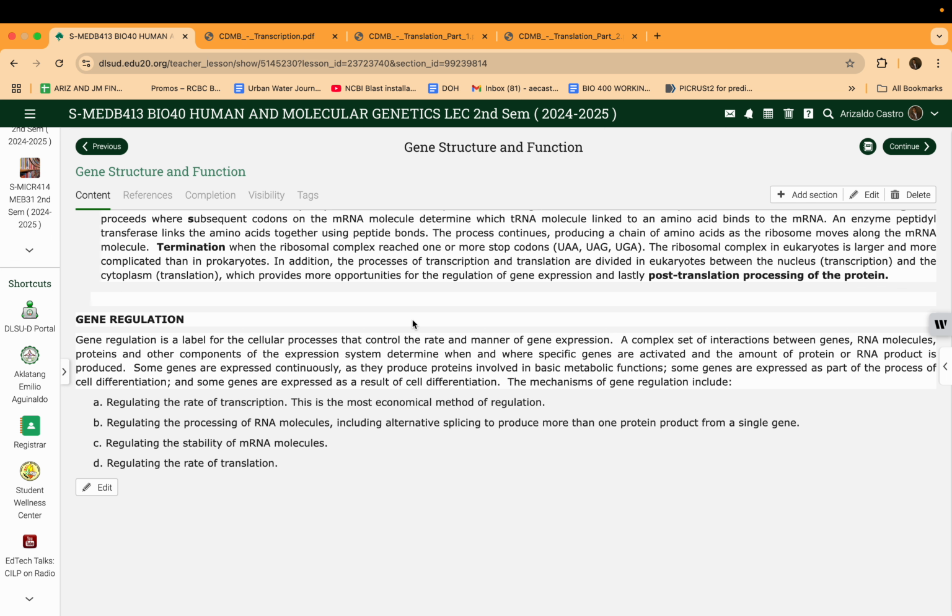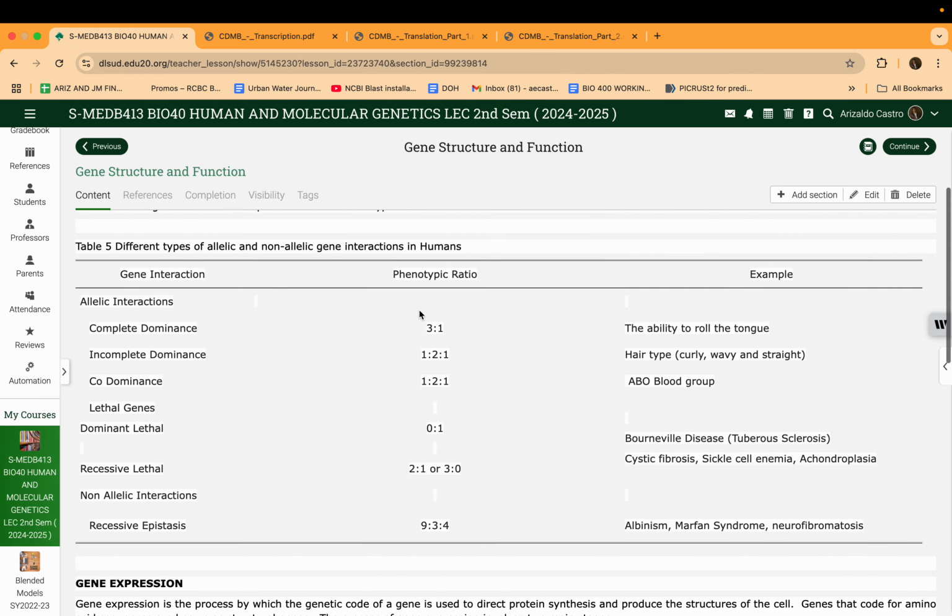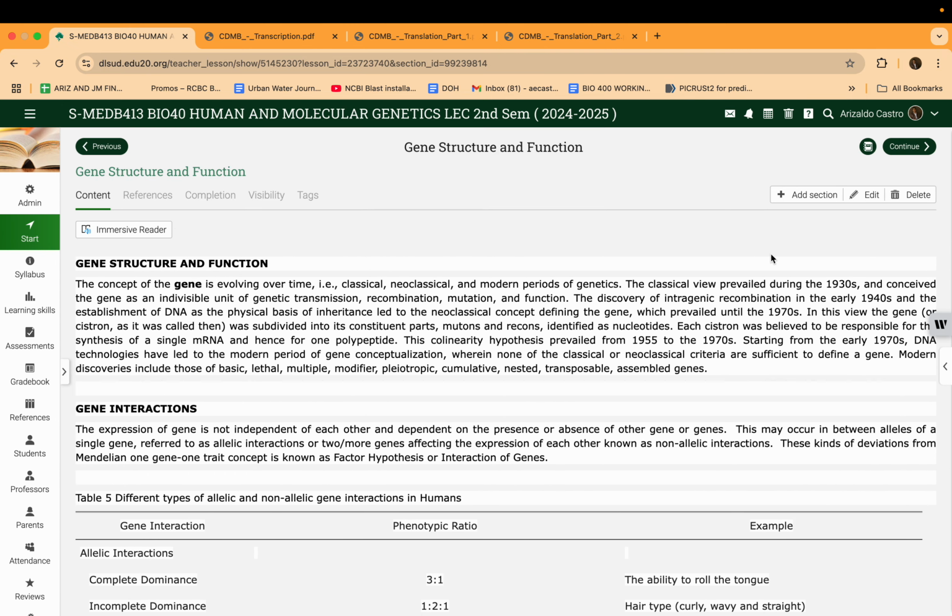so that you can produce more than one protein product from a single gene. Another is mechanisms that regulate stability of the mRNA molecules, something to do with RNA breakdown. If the mRNA is not needed anymore because there's too much of the product it codes for, it can be broken down so the molecules can be recycled for other purposes. And the last group of mechanisms are those that regulate translational rates. That ends our lecture on gene structure and function.